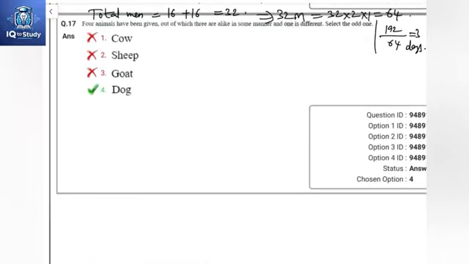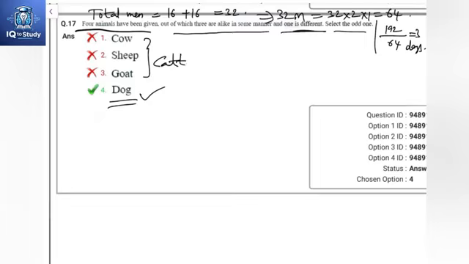4 animals have been given, out of which 3 are alike in some manner, 1 is different. Select the odd one. The odd one is dog, option number 4, because cow, sheep and goat all come under category of cattle.